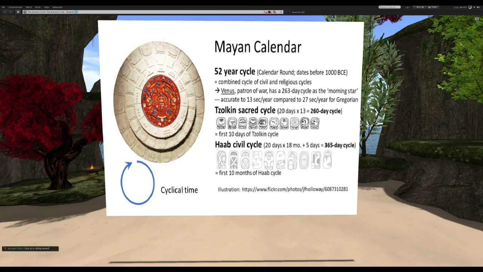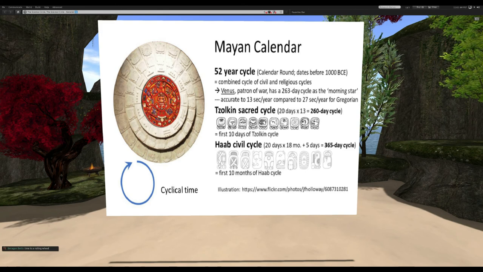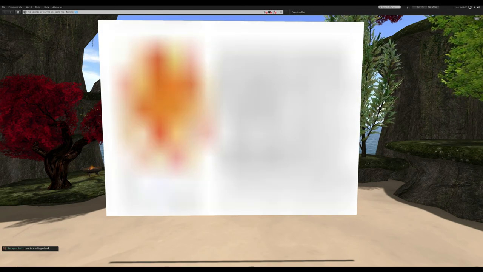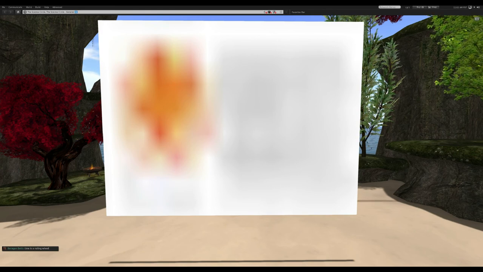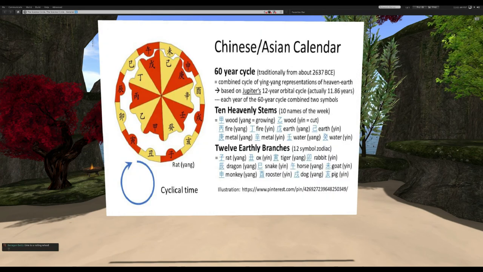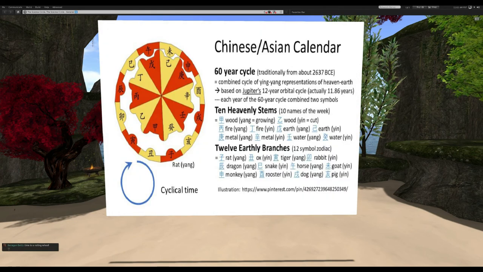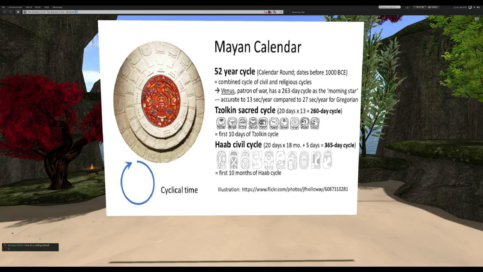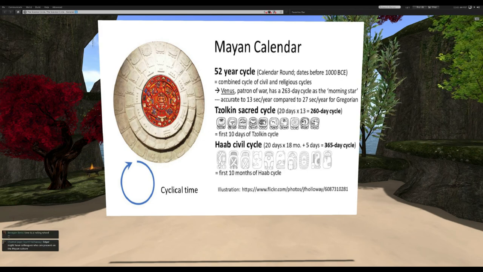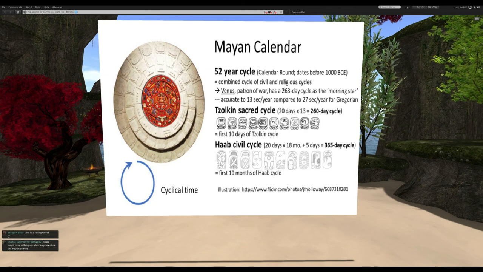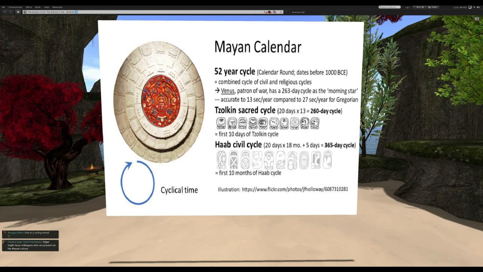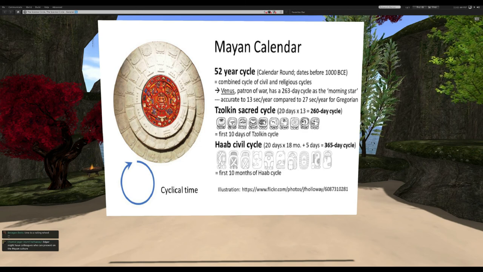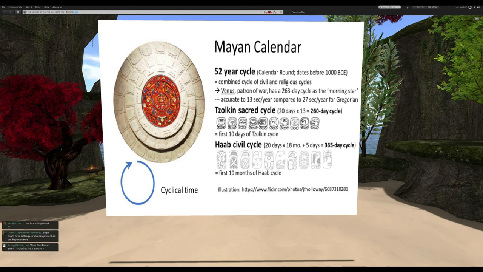Time is a rolling wheel. If you look at this, you'll see that this is also a rolling wheel. In other words, this is the Chinese calendar, and you'll see that it's the same kind of idea. So you've got the Mayan calendar. By the way, I have overlapped two things there. One that shows the days, in other words, the two cycles, the 260-day cycle and 365-day cycle.